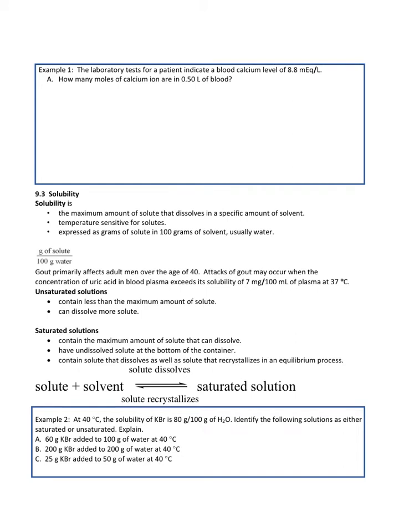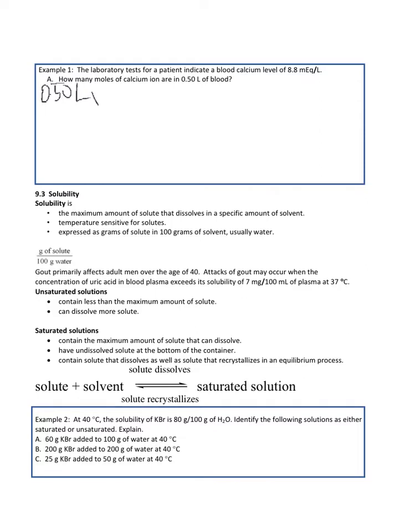Okay, example 1. The laboratory tests for a patient indicate a blood calcium level of 8.8 milliequivalents per liter. How many moles of calcium ion are in a half a liter of blood? So our starting amount is 0.50 liters. We want to know moles of calcium ion. What conversion factors do we know that we can use to get there? Well, the only thing given in the problem is that the test indicated that there are 8.8 milliequivalents for every liter of blood. Well, we don't have a full liter, we have a half a liter.